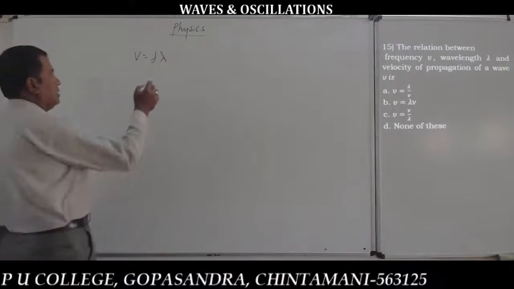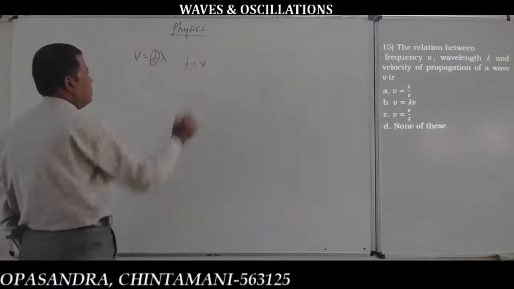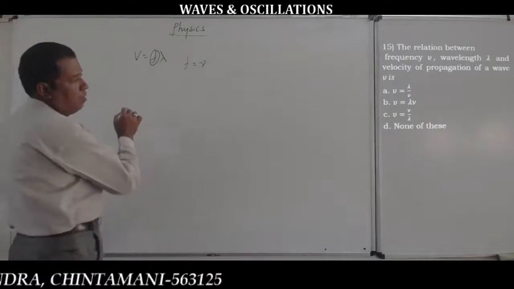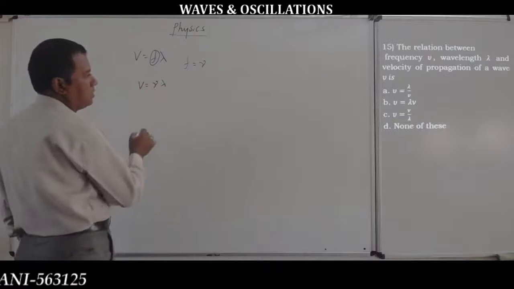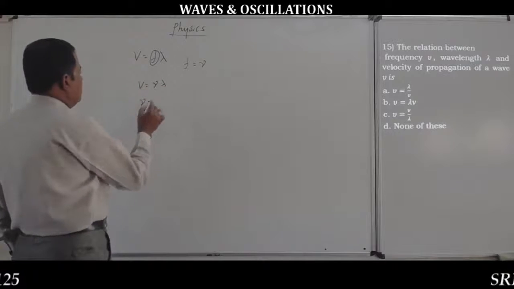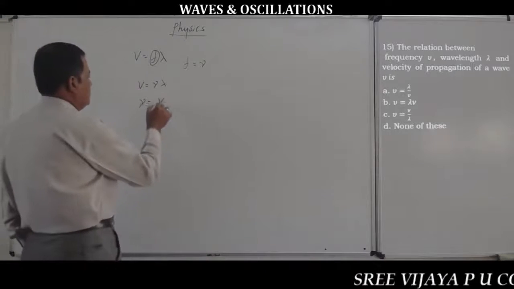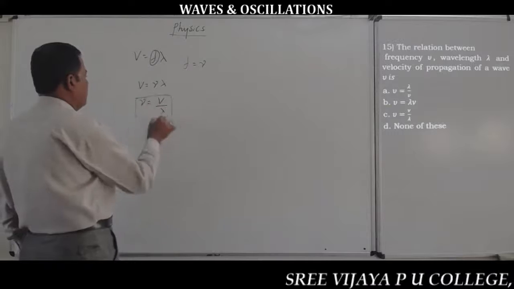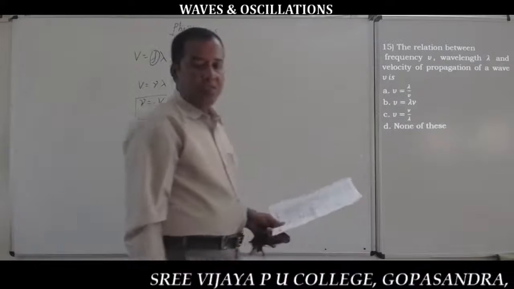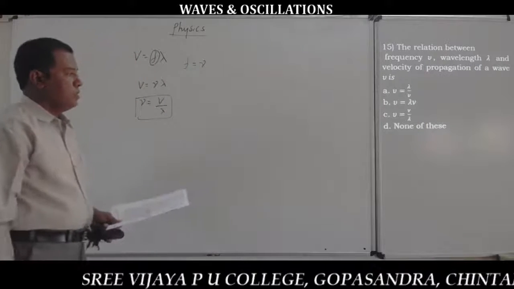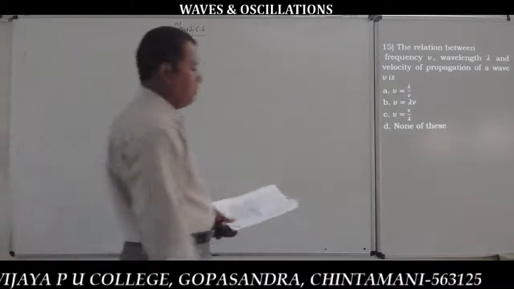So in this present question, instead of f, you put f is equal to nu. v is equal to nu lambda, or nu is equal to v by lambda. So therefore we get option C. So nu is equal to v by lambda. So it's the correct option for question number 15.